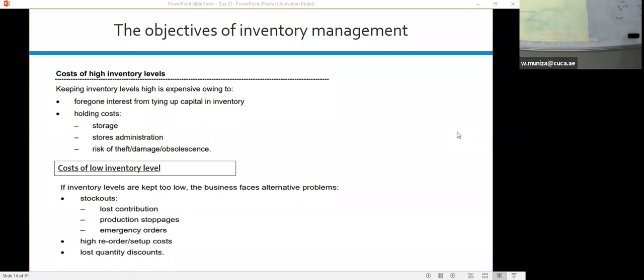But first, let's consider what can be the cost of high inventory level and what can be the cost of low inventory levels, which we have discussed generally too. So the cost of high inventory levels will be holding costs like storage, stores, administration, risk of theft, damage, obsolescence. We are going to have foregone interest from tying up capital in the inventory. If we are having lesser inventory, we can be having stockouts, and for stockouts, there will be lost contribution, production stoppages, emergency orders, high reorder setup costs will be there, lost quantity discounts will be there if we are having lesser inventory.